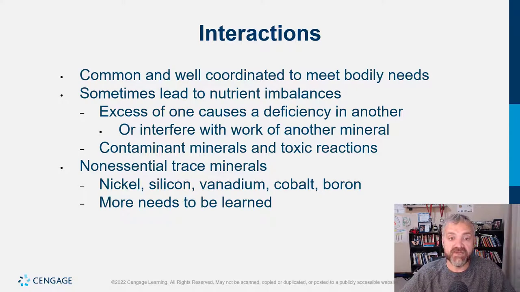But these interactions can sometimes lead to nutrient imbalances. If you have a diet that's way too high in one mineral, for example, it can impair the absorption and use of others. We'll see the relationship between zinc and copper and these types of things. An excess of one causes a deficiency in another. Going back to your major minerals, calcium and magnesium compete for absorption, so a high calcium diet can impact magnesium status, and a high magnesium diet can impact calcium status. These nutrients are not just causing deficiencies, but they can interfere with how other minerals work.